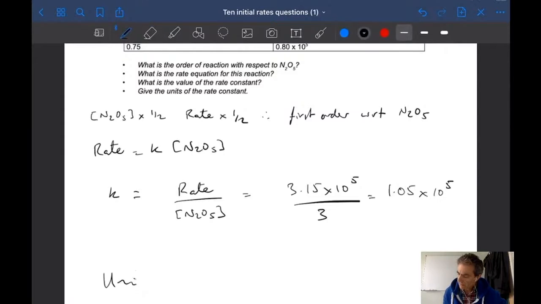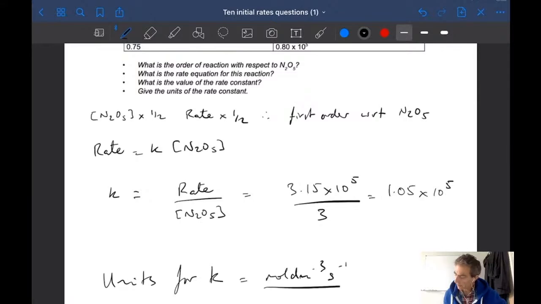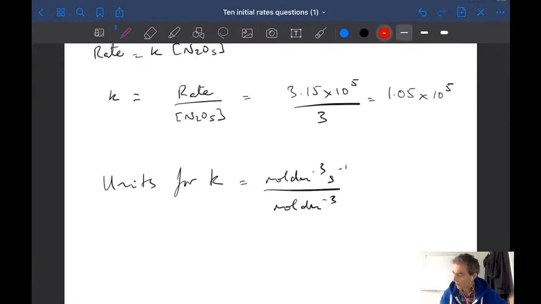So moving on to the units for K now. All I'm going to do is look at the units for these terms here, because K was calculated by rate divided by concentration of N2O5. So the units of K are going to be the units put into that expression. The units of rate, moles per decimetre cubed per second, divided by moles per decimetre cubed. Then we cancel the moles per decimetre cubed. So the units of K are seconds to the minus 1.